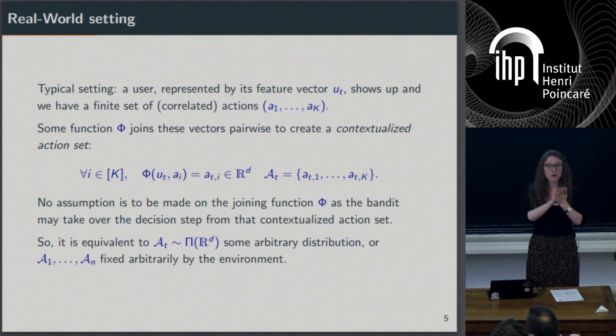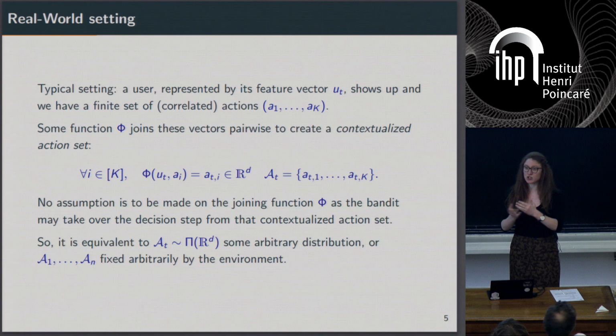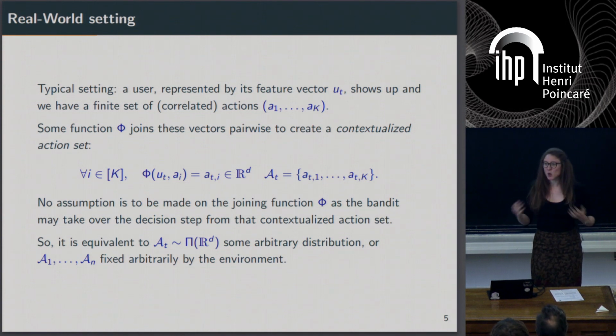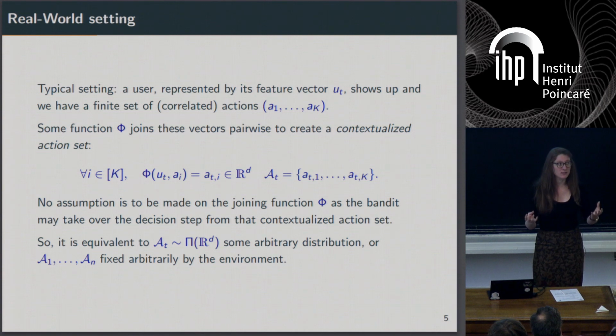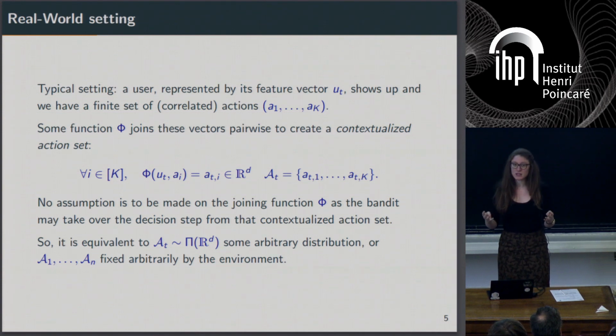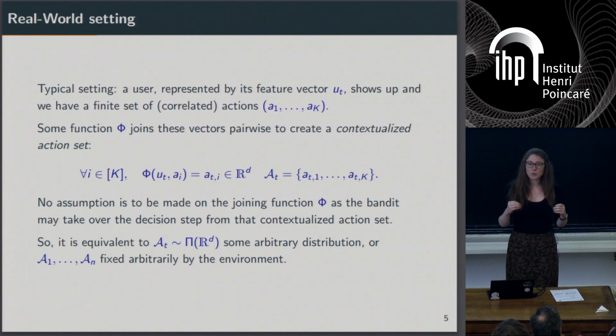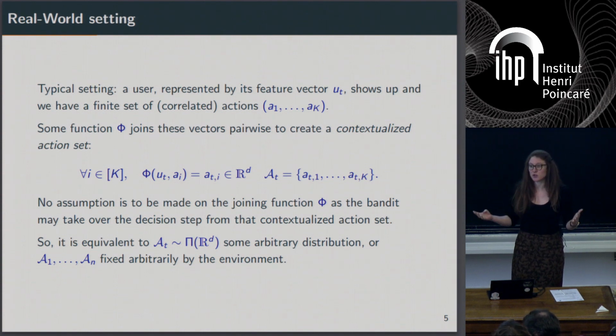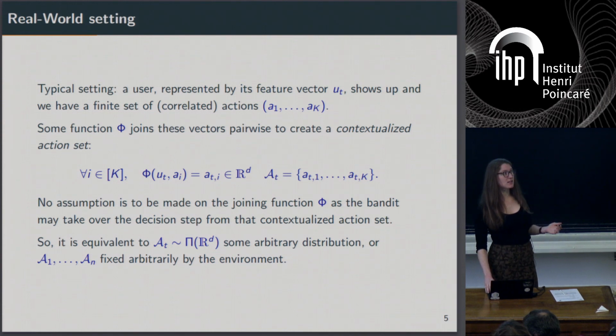This is just a function of UT and AI for each of the actions of your catalog. And because you make no assumption at all on these joining functions, you can actually just imagine that it samples vectors on a closed convex set in RD. That's why we make no assumption, and that's why we want an algorithm that is robust to any choice of action sets that can be either sampled from an unknown distribution or just chosen in hindsight by the environment, but you don't know it. So this is the setting.